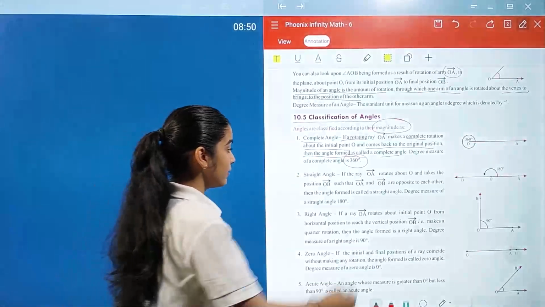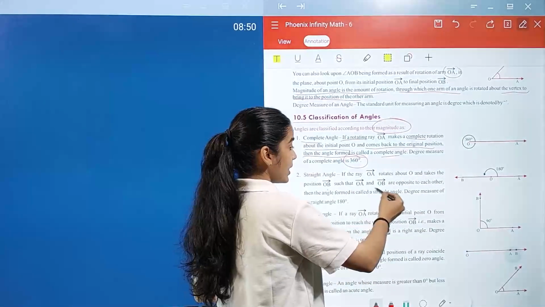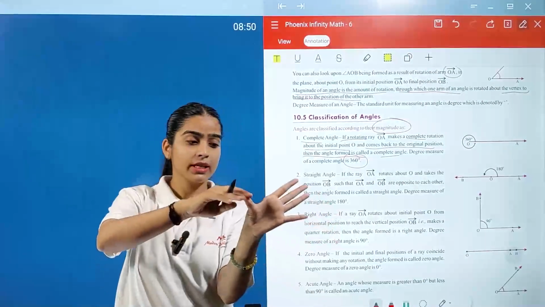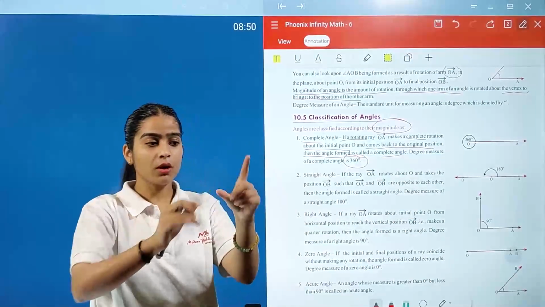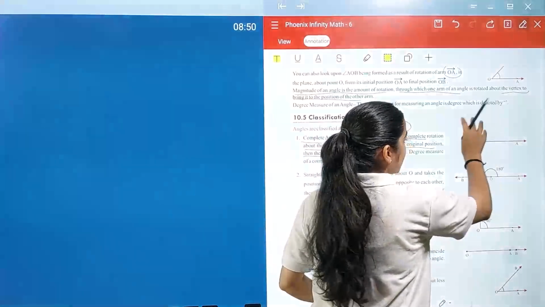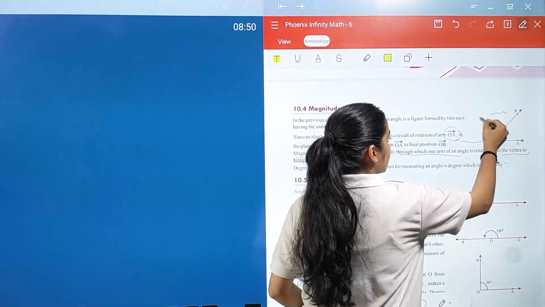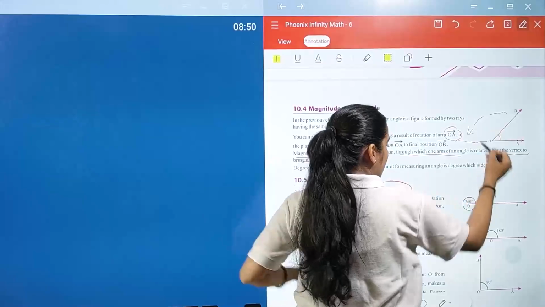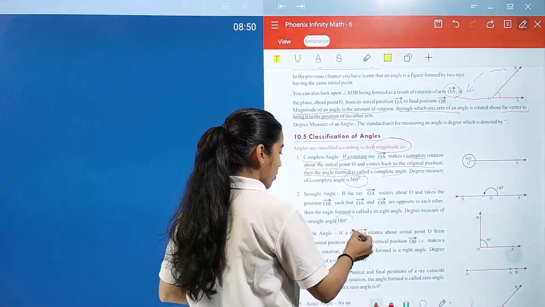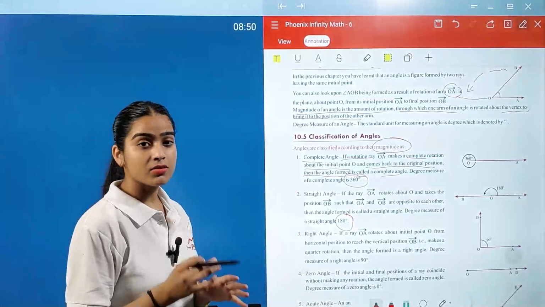Next, straight angle. If the ray OA rotates about O and takes the position OB such that OA and OB are opposite to each other, now your angle will be like this. It is forming a straight line. It will be a straight line like your figure. This ray is moving, shifted to this side. That is why it is forming a straight line, and when we have a straight line, it means we have an angle of 180 degree, and it is formed on a straight line. That is why we call it a straight angle.